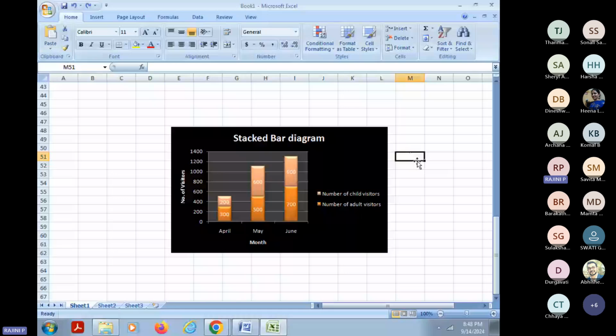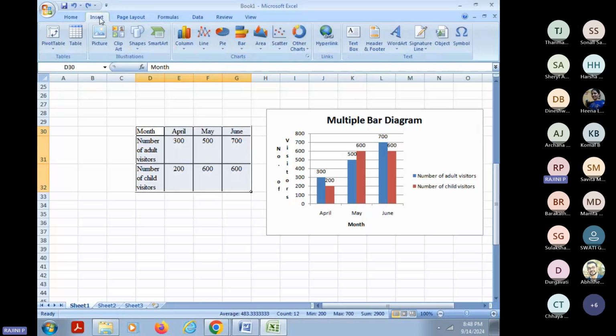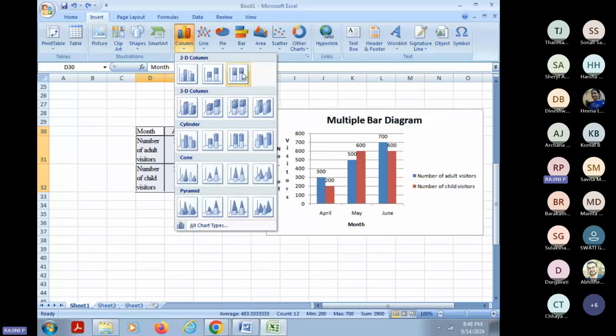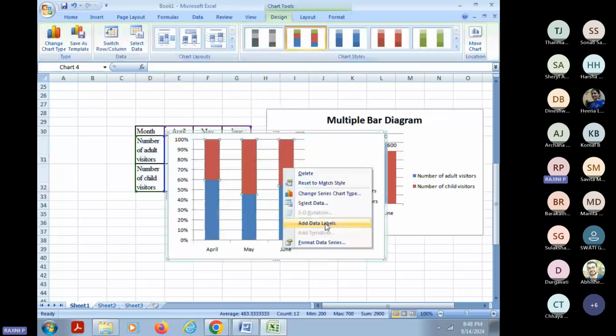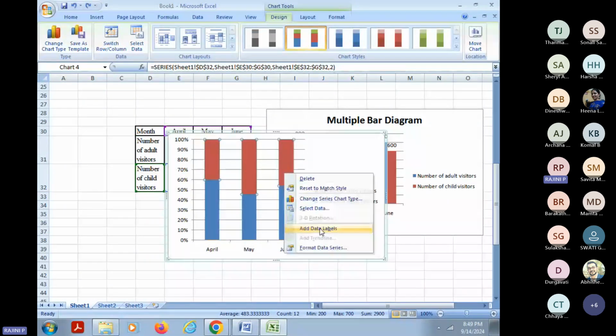And the last one, with this I'll wind up the class. So for the same data, I'm applying the percentage bar diagram. First select the data, go to insert and go to the columns. Select this one. Percentage means equal length. Now you just add the data label. Yes, you can use the add data label. And here also you can add data label.